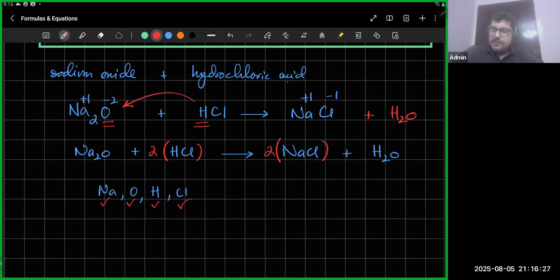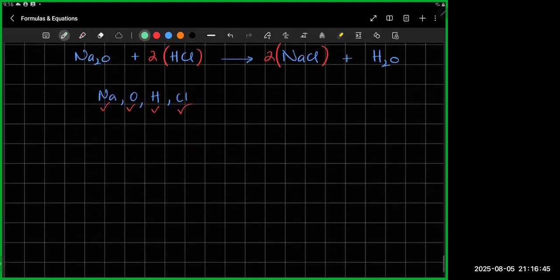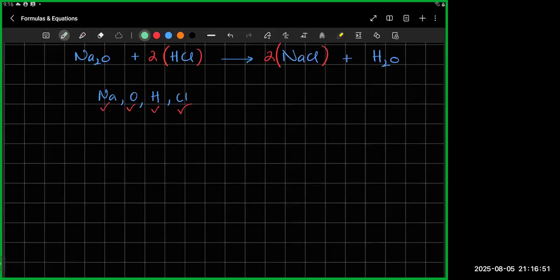Okay, so it's kind of the same equation, except instead of a hydroxide, it's now an oxide. Okay, is this clear? Shanzeh, is it clear? Is that clear? Yes, sir. Yeah, is this clear? Yes, sir.